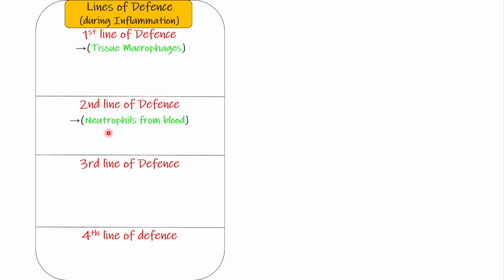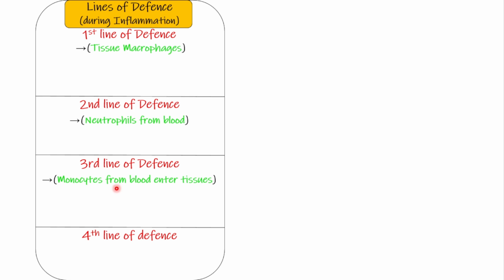Now we have the third line of defense. What is it? The third line of defense is the monocytes. Monocytes move from the blood and enter into the tissues, and as you know, they are converted into tissue macrophages, and then they fight. They will not fight as monocytes. So monocytes present in the blood move into the tissues, are converted into tissue macrophages, and then fight.